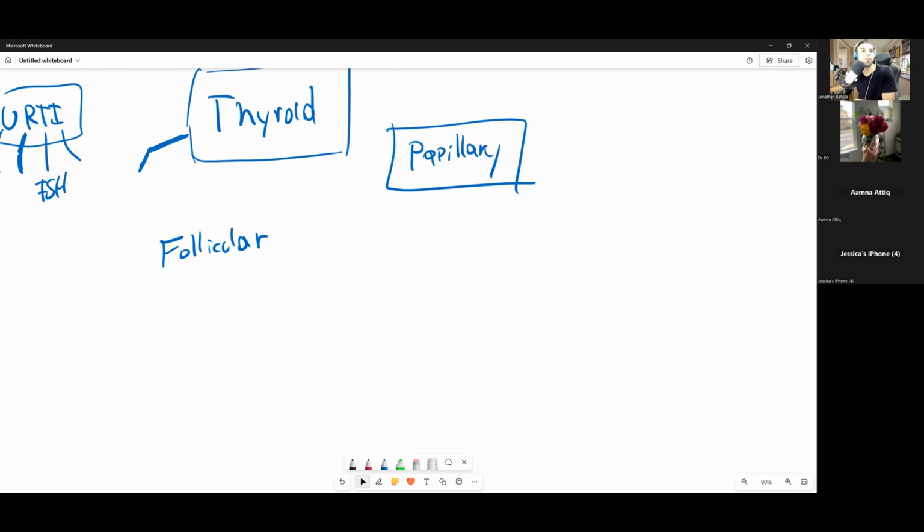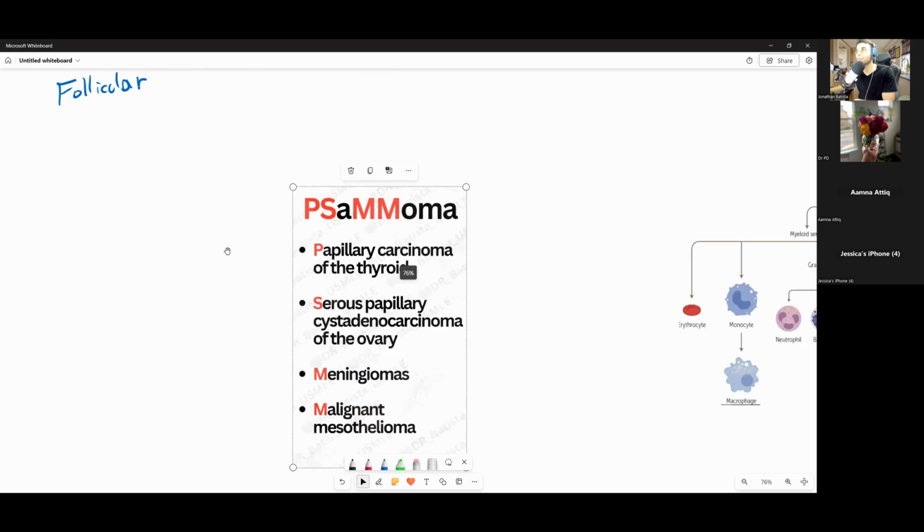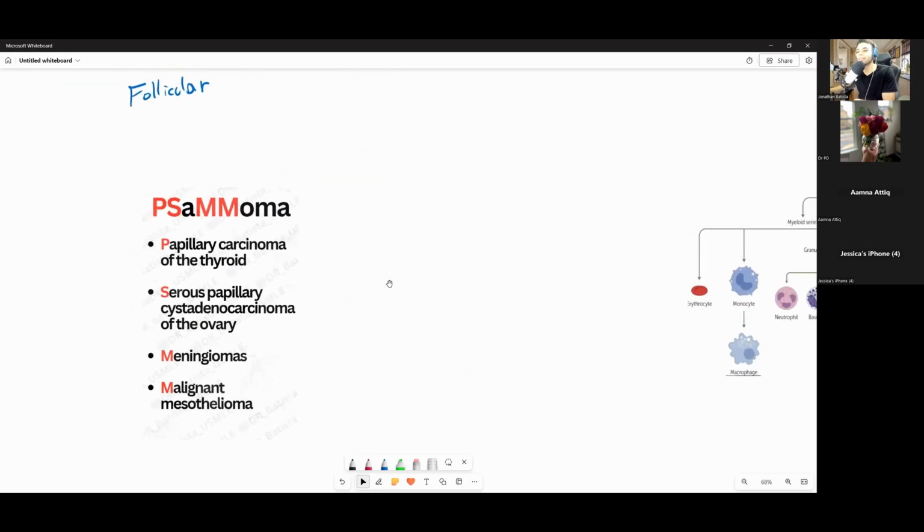Can you name some? So we have the serous cystadenocarcinoma, meningiomas, and the other one was, I guess, malignant mesothelioma. Malignant mesothelioma is correct. Yes, definitely. So here we have Psammoma bodies: papillary carcinoma of the thyroid, that's what we're talking about right now, serous papillary cystadenocarcinoma of the ovary, meningiomas, and malignant mesothelioma as well, right?